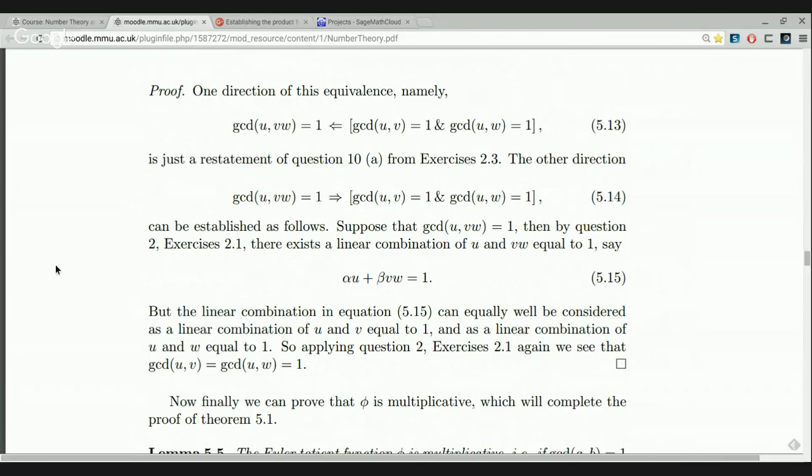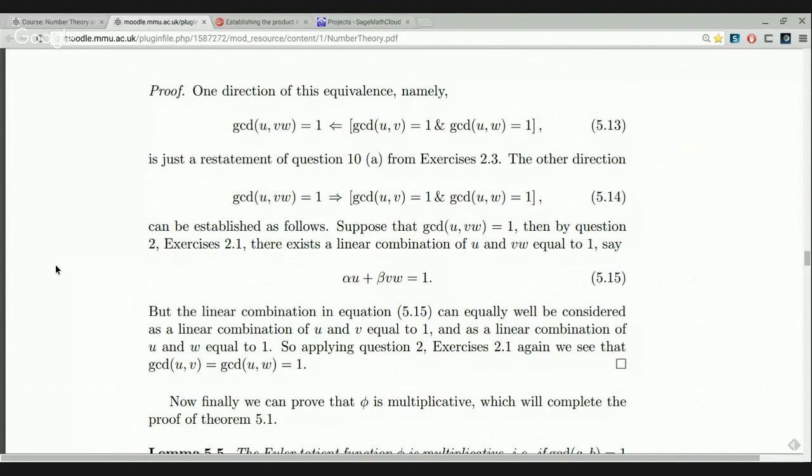But then this very linear combination, you can look at this in a couple of other different ways. You can instead consider it as a linear combination of U and V. You can collapse the beta and the W together as the coefficient of V. So this is a linear combination of U and V that's equal to 1. Therefore, U and V are co-prime.